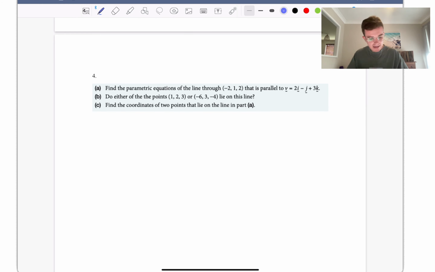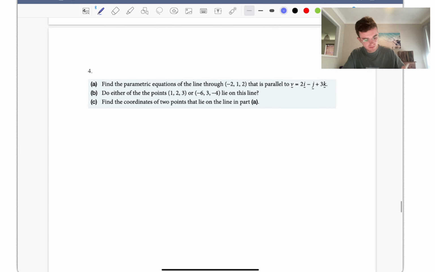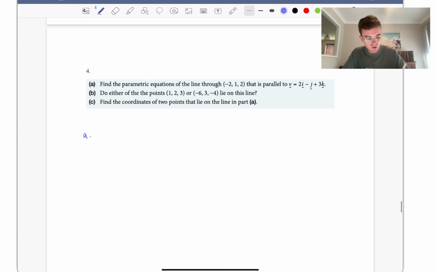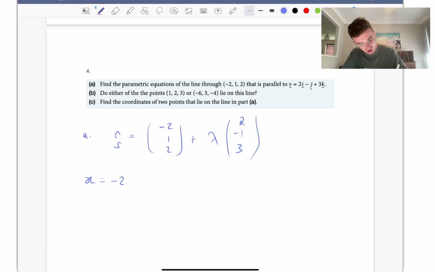Okay. Next example, we've got find the parametric equations of the line through minus 2, 1, 2 that is parallel to this. So let's just write our vector equation. R is equal to minus 2, 1, 2 plus lambda outside of 2 minus 1, 3. Done. We've got to find the parametric equations. X is equal to minus 2 plus 2 lambda. Y is equal to 1 minus lambda. And Z is equal to 2 plus 3 lambda.